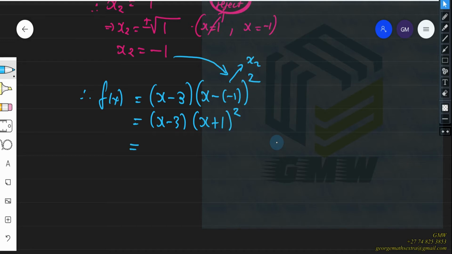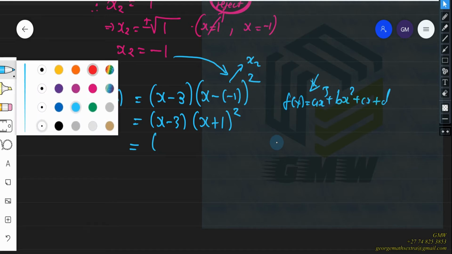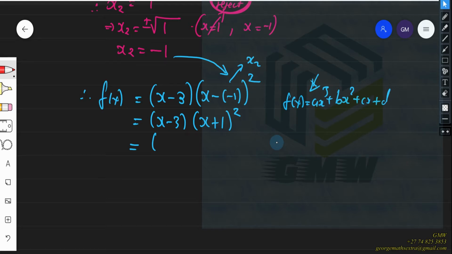Now at this point, I need to expand this because our job is to find the general form, f of x equals ax cubed plus bx squared plus cx plus d. So I need to expand up until it looks like this. We have a solution already. It is a show that question. So warning, on things that I've seen, people start by expanding, multiplying x minus 3 into this. It doesn't work. You should start by dealing with the bracket since you have this squared here.